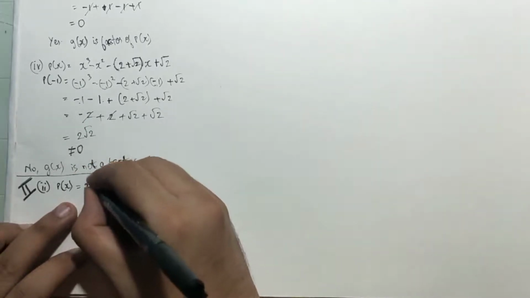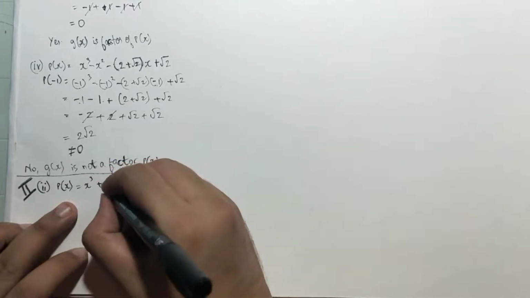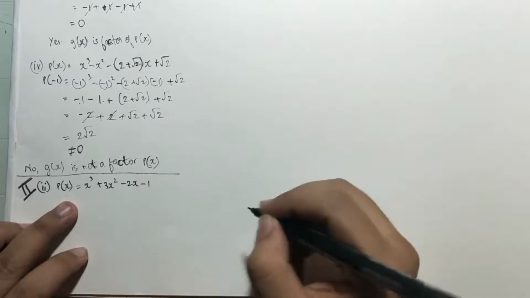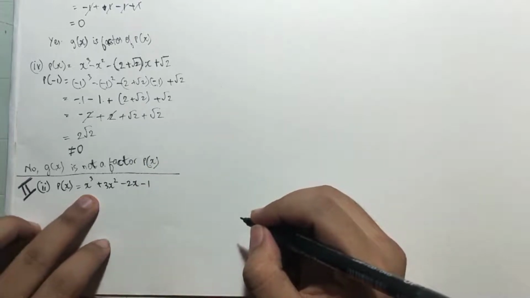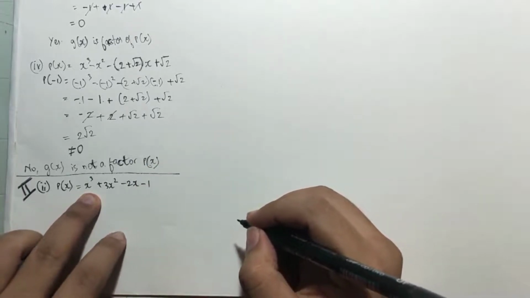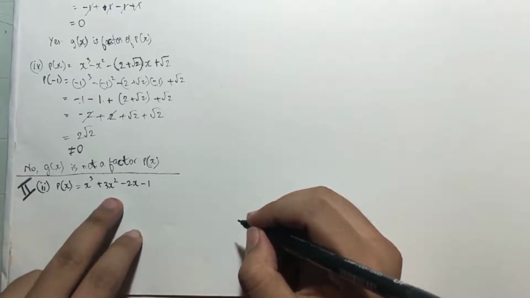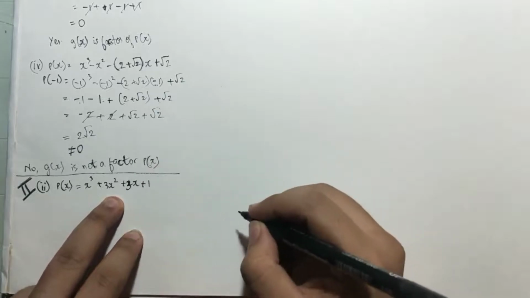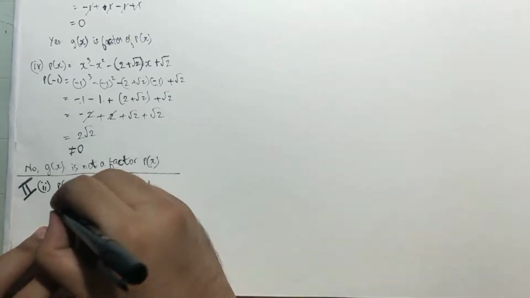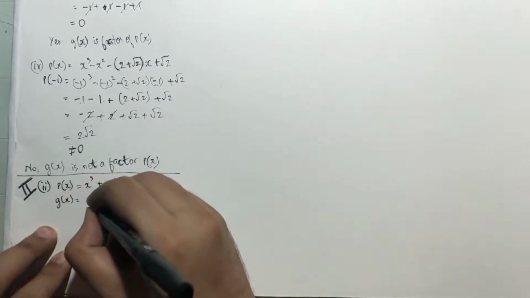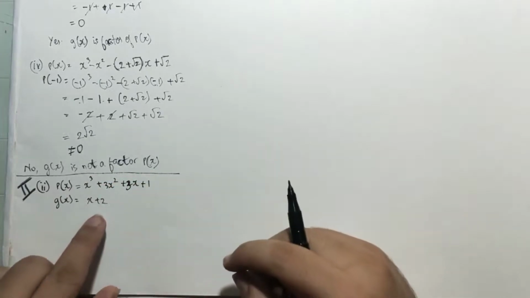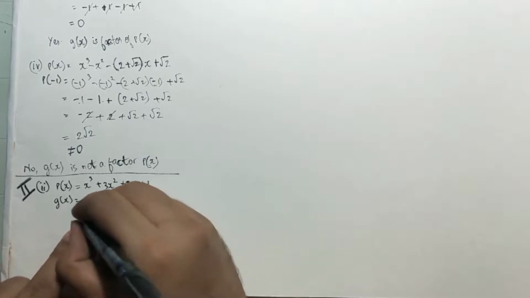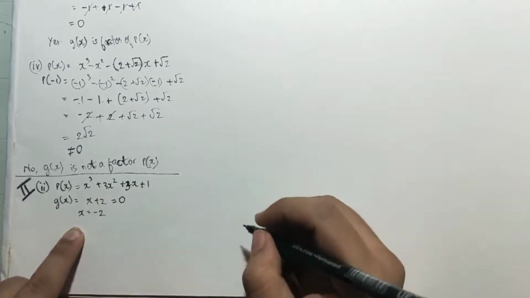P of x given is x cube plus 3x square minus 2x minus 1. Sorry, I have combined two different questions. P of x is given as x cube plus 3x square plus 3x plus 1, and g of x is given as x plus 2. You have to find whether this is a factor of this or not. So I'll equate this to 0, so x comes out to be minus 2.